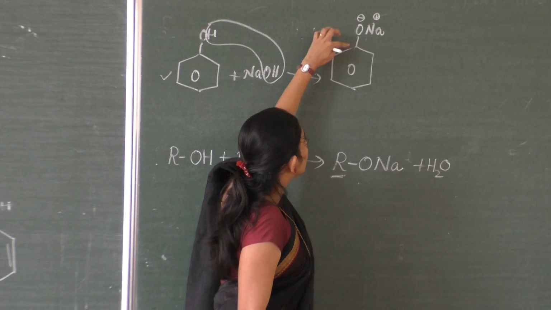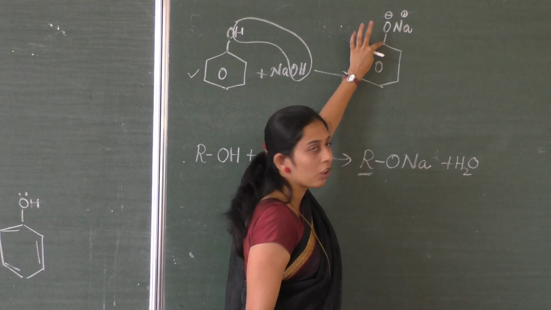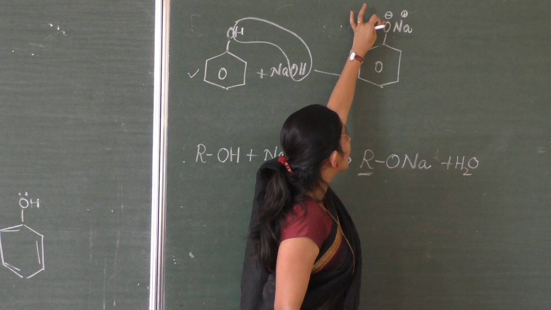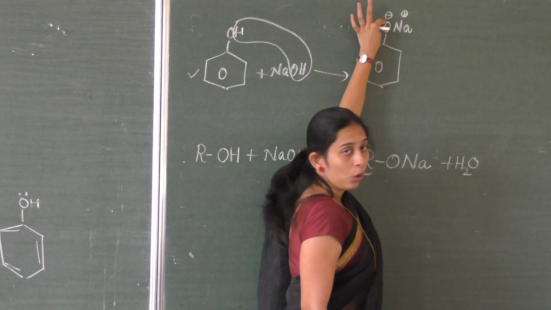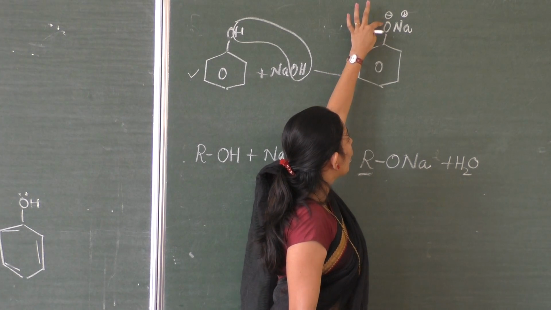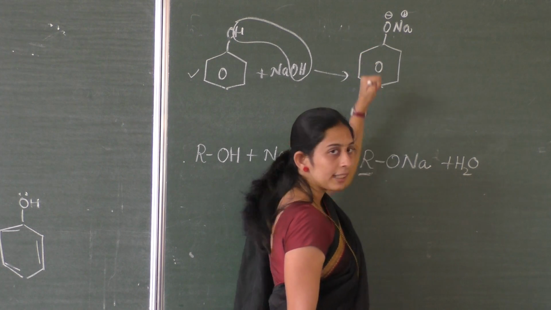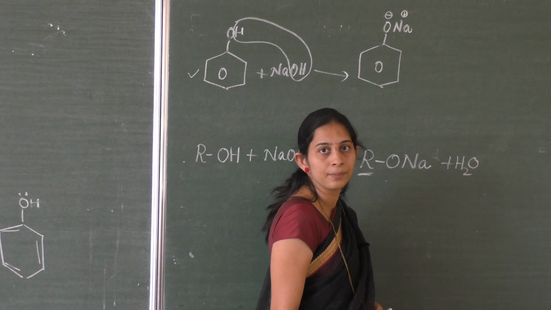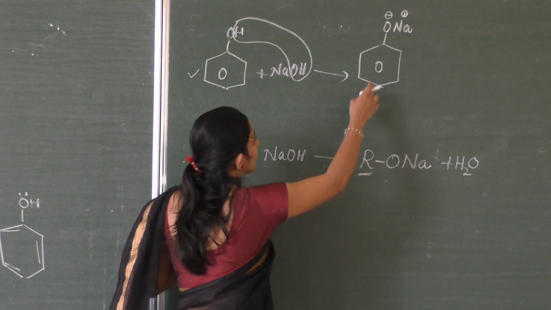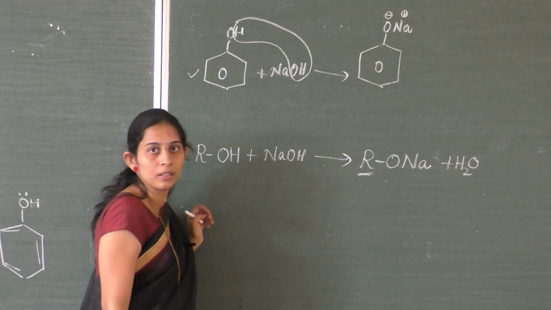This is an electron withdrawing carbon, sp2 hybridized electron withdrawing carbon. This is an electron donating O- there. So the electron density on the electron donating O- will decrease, so the polar nature decreases. Therefore, we say that it is more acidic compared to this one.